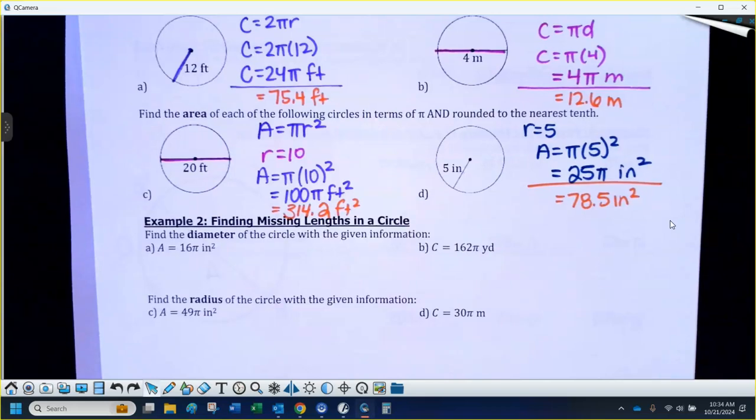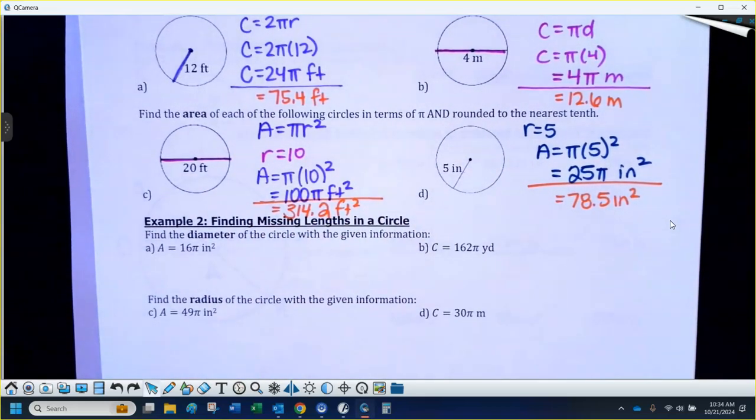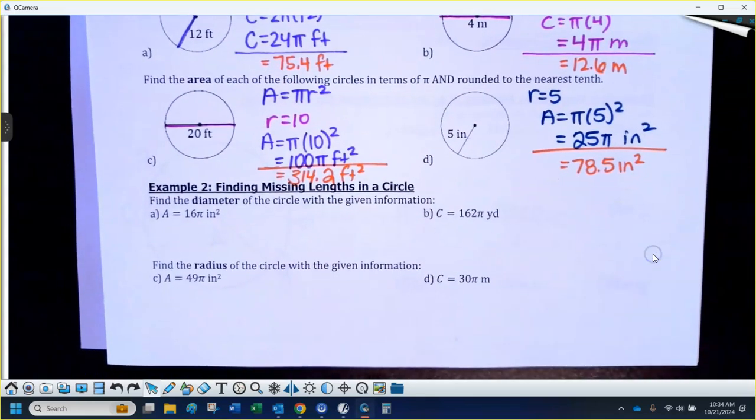Is anybody having a question? Okay, not horrible, and you guys will be given these formulas on any test or quiz, of course. These questions at the bottom are going to kind of work with those formulas, but it's going to give you the area or give you the circumference and ask you for either the diameter or the radius.